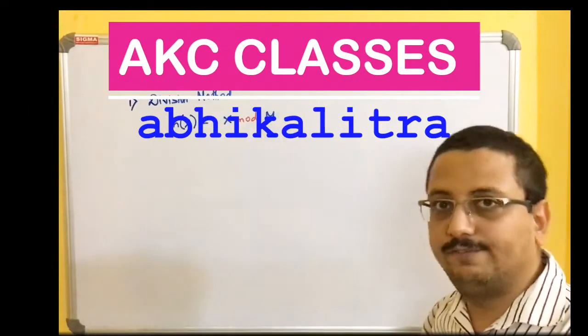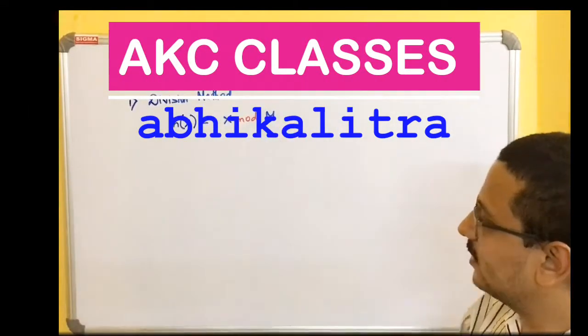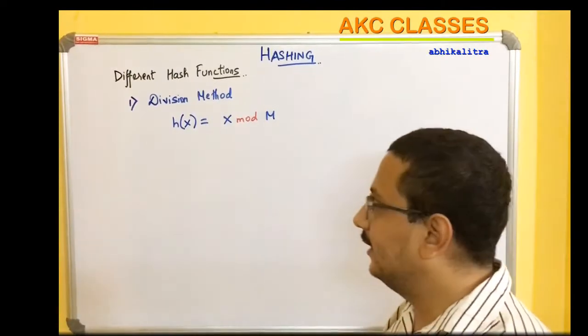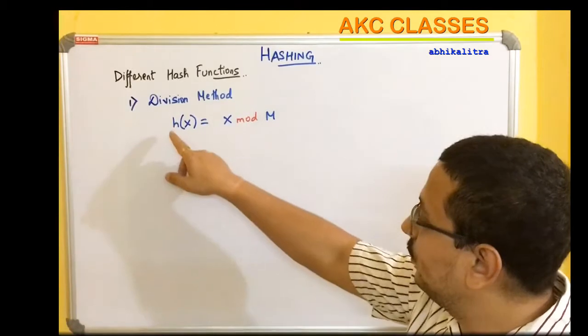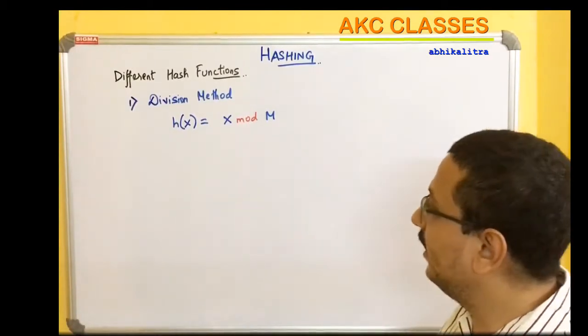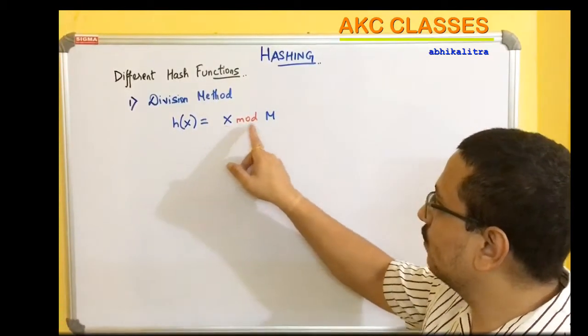Now we discuss the different hash functions. So the very first hash function is the division method. In the division method, we consider the hash function to be a mathematical formula which should look something like this equation: h of x equals x mod m.